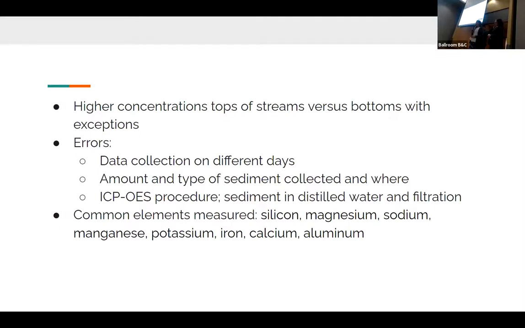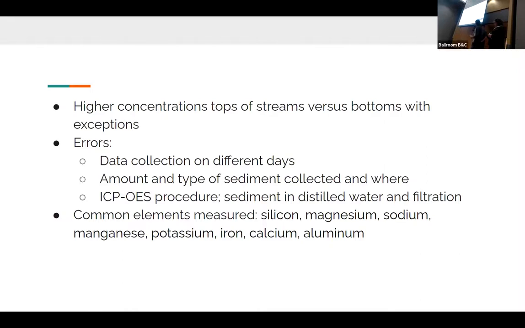As far as when we collected data, we collected on several different days. One was after a significantly large rainstorm, which may have changed the flow of the streams and the sediment we were able to collect, as well as how we collected the sediment, because a lot of streams had rocky bottoms and we weren't able to collect sediment from them. We had to go closer to the bank, which kind of throws off our data.